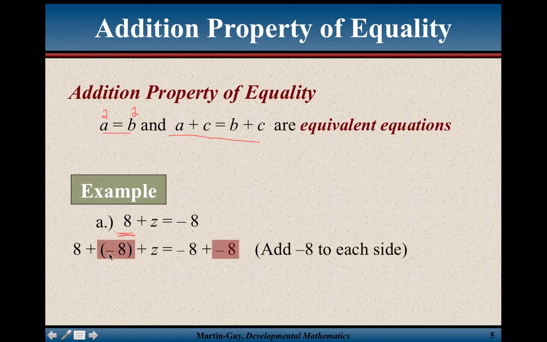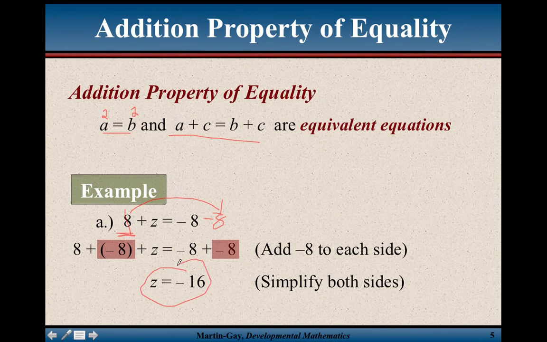And then, 8 minus 8 is equal to 0. And negative 8 plus negative 8 is equal to negative 16. Therefore, z is equal to negative 16. So, that's our final answer. Yung iba naman, ang ginagawa, they transpose the 8. So, magiging negative 8 kasi mag-change tayo ng sign kapag naglilipat tayo ng number. So, ito, makakancel na siya kasi wala na siya, nilipat na natin. So, negative 8 plus negative 8 is negative 16. So, ganun din siya. Okay?